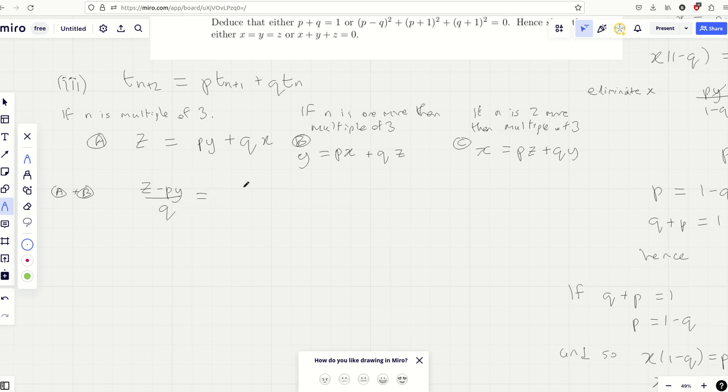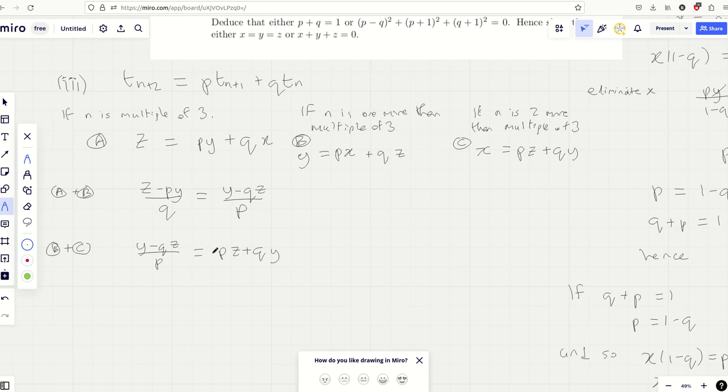So I've turned that into x being the subject. I'm going to do the same thing here and have y minus qz over p. Now over here, I'm going to use b and c, and I'm going to eliminate x again, so I'm going to have y minus qz over p, but that's going to be equal this time to pz plus qy. Cool, so I've got rid of my x's. I'm being nice and systematic here so I don't get too lost.